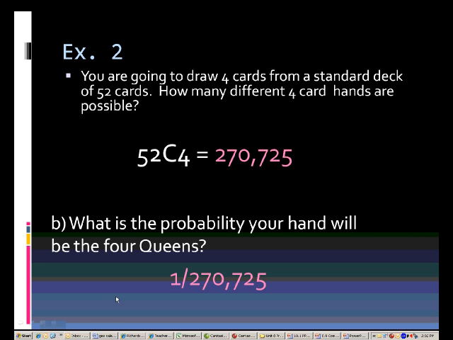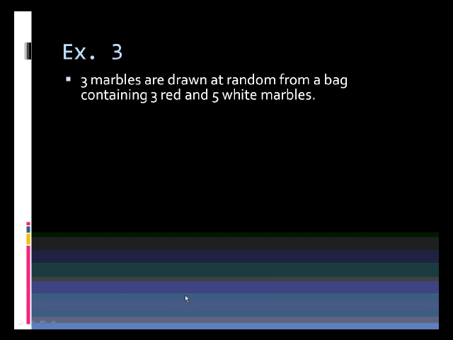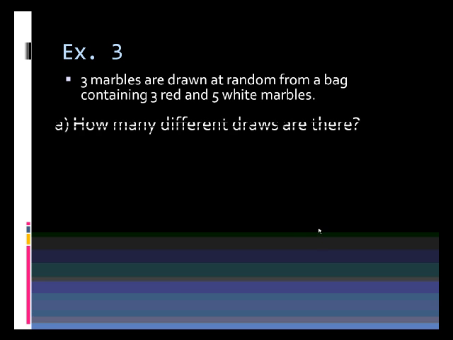All right. We've got a lot of marble type questions that you'll see. These type of questions will come up a lot, in homework, things like that. 3 marbles are drawn at random from a bag containing 3 red and 5 white marbles. How many different draws are there? That word draws just means groups of 3 marbles that we've picked. How am I going to figure this out?